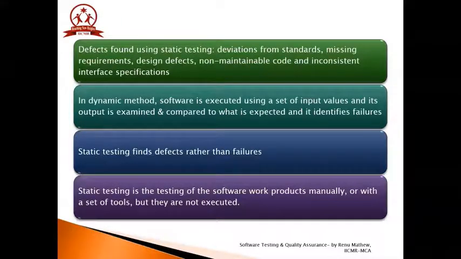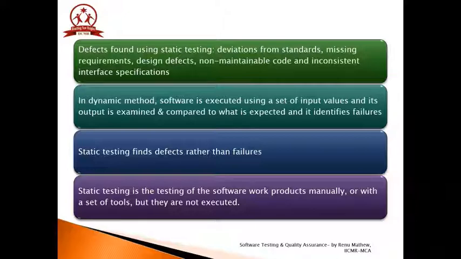Defects found using static testing are deviations from standards, missing requirements, design defects, non-maintainable code, and inconsistent interface specification. In dynamic method, software is executed using a set of input values and its output is examined and compared to what is expected, and it identifies failures. So we can say that static testing finds defects rather than failures, whereas dynamic testing identifies the failures in the software.